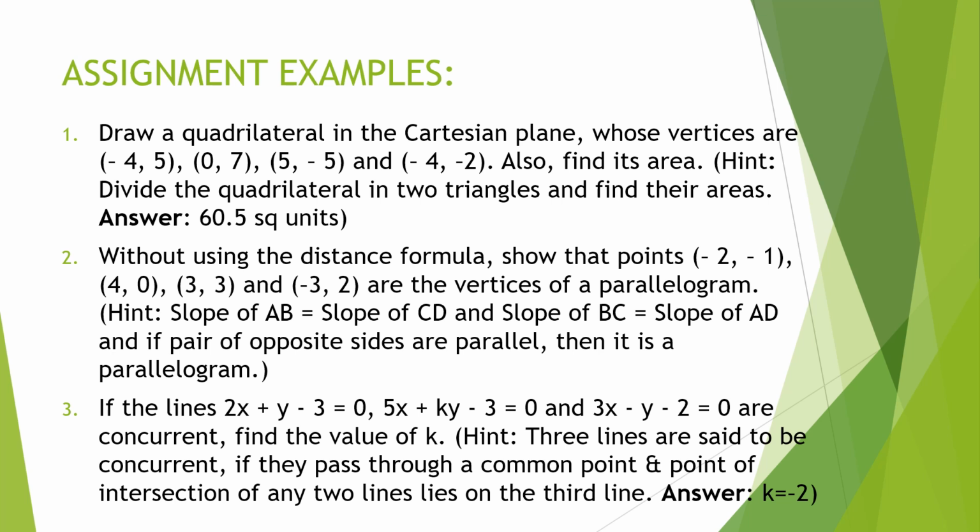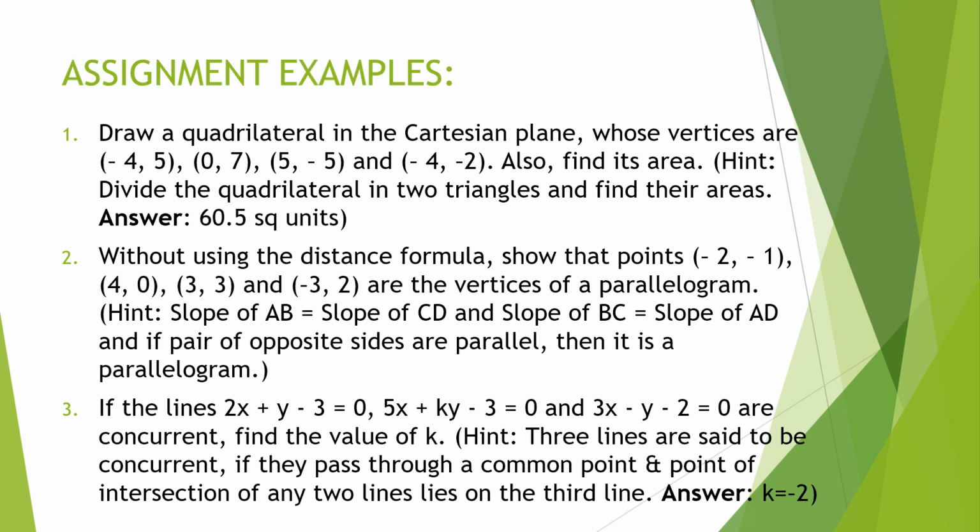Second one, without using the distance formula, show that the points (-2, -1), (4, 0), (3, 3) and (-3, 2) are the vertices of a parallelogram. Now here if you can show that slope of AB is the same as slope of CD, and in the same way slope of BC is the same as slope of AD, then from a result, if a pair of opposite sides are parallel, then it will be a parallelogram. So here since slopes are equal, we have seen a result before, the lines will be parallel, hence it is a parallelogram.